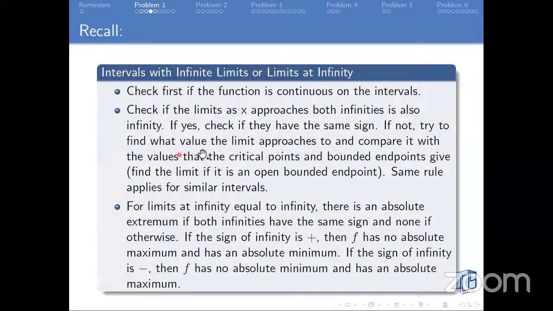If not, try to find what value the limit approaches and compare it with the values that the critical points and bounded endpoints give. Or find the limit if it is an open bounded endpoint. Same rule applies for similar intervals. For limits at infinity equal to infinity, there is an absolute extremum if both infinities have the same sign and none otherwise. If the sign of infinity is positive, then f has no absolute maximum and has an absolute minimum. If the sign of infinity is negative, then f has no absolute minimum and has an absolute maximum.